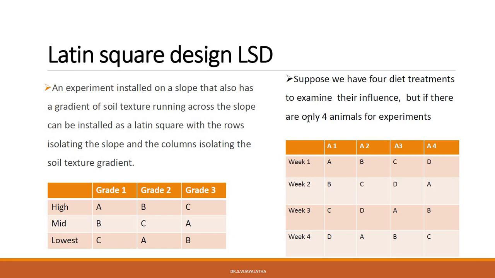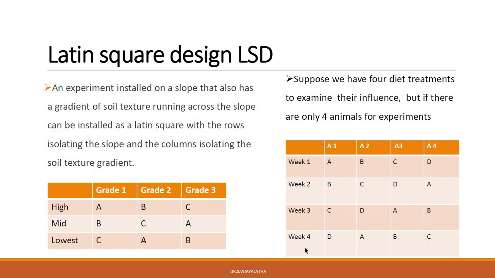Let us see another example. Suppose we have 4 diet treatments, but we have only 4 animals for the experiment. So now each of these 4 diet treatments has to be given to all the 4 animals. Only then will we be able to eliminate animal differences. But suppose the duration of the diet treatment is 1 week, then it will take a month for us to complete the study. So there may be variation due to week differences also.